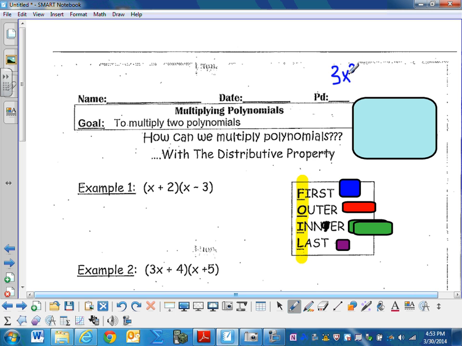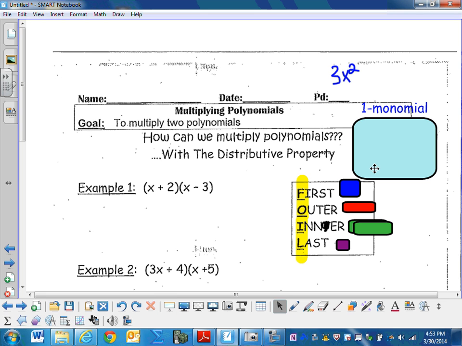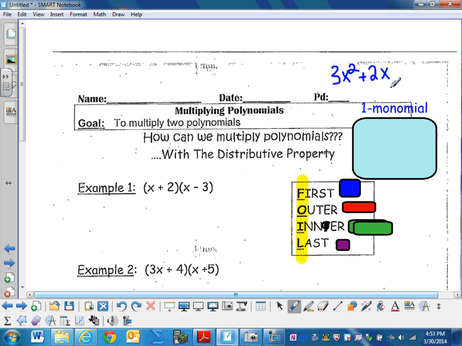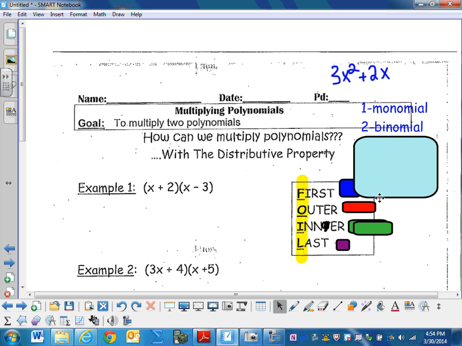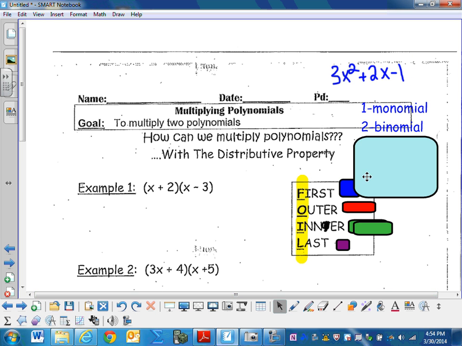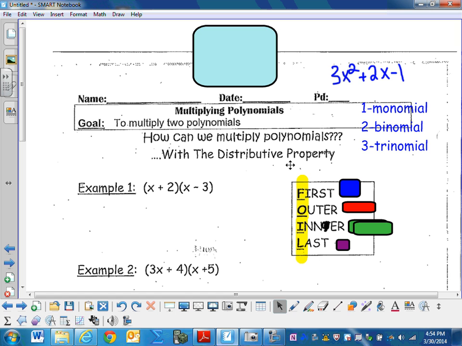3x squared, just one term, I call that a monomial. If I add or subtract a number to it, well, I don't know, plus 2x. Now I have two terms that are being added or subtracted. I call that a binomial. And if I say subtracted a 1 from that, I have three terms that are added or subtracted together, and those are called a trinomial.